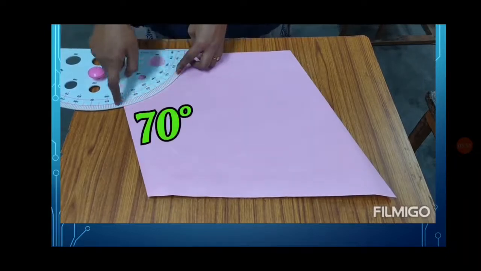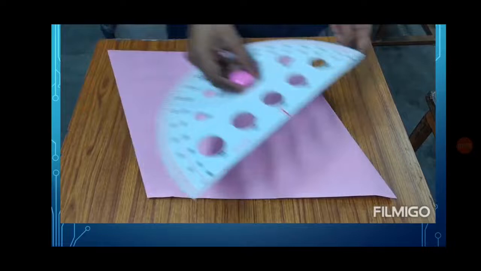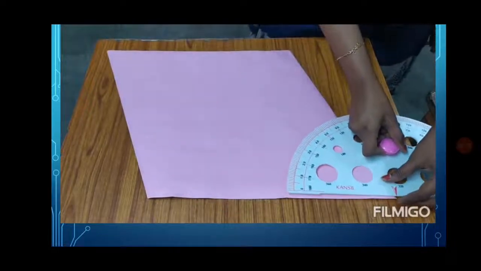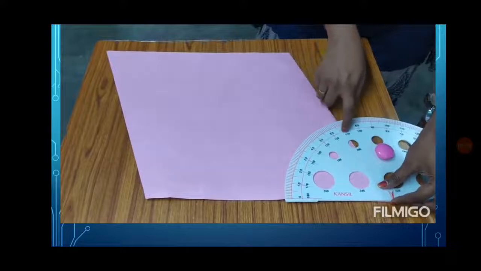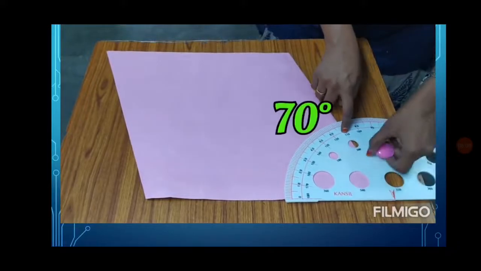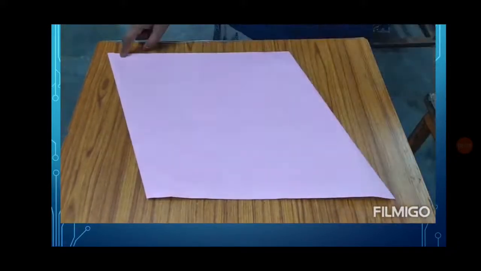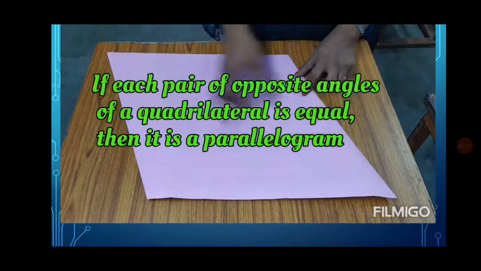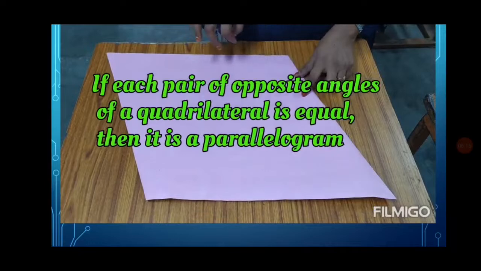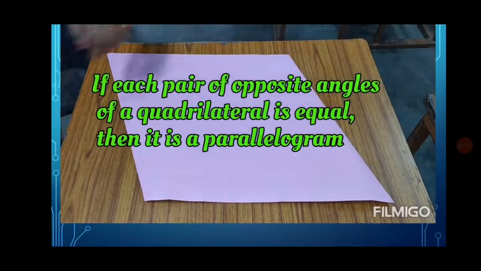I am getting 70 degree. The same thing I have to get here also. Otherwise it will not be a parallelogram. We will check it. What am I getting? 70 degree. Same. Opposite angles are equal. Here also opposite angles are equal. The converse part is, if each pair of opposite angles are equal, then it is a parallelogram. Is that clear? Any doubt?